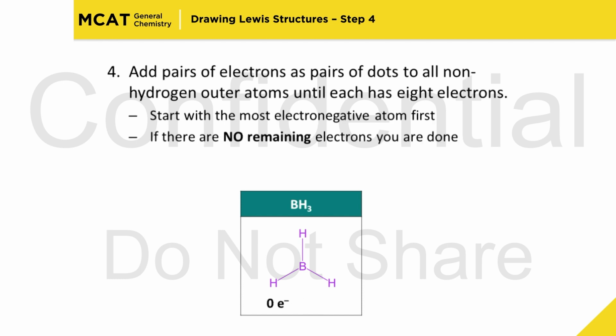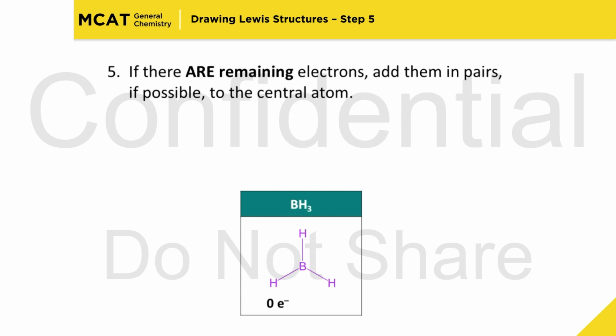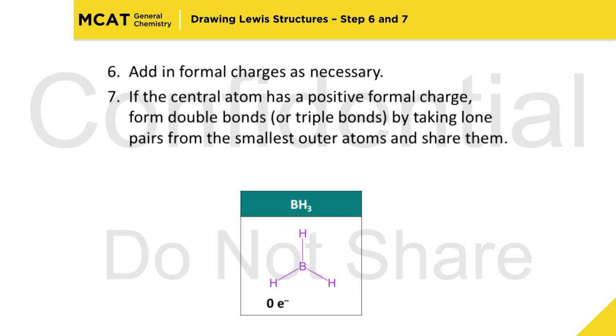Now we really have no other electrons to deal with in this case. If we did, we would add them to any of the remaining atoms, but since we don't, we're done. Again, there's nothing to add to the central atom, and we can check our formal charge. In this case, there's no lone pairs of electrons to make multiple bonds with, so the molecule is done, and all the rest of the steps aren't important.